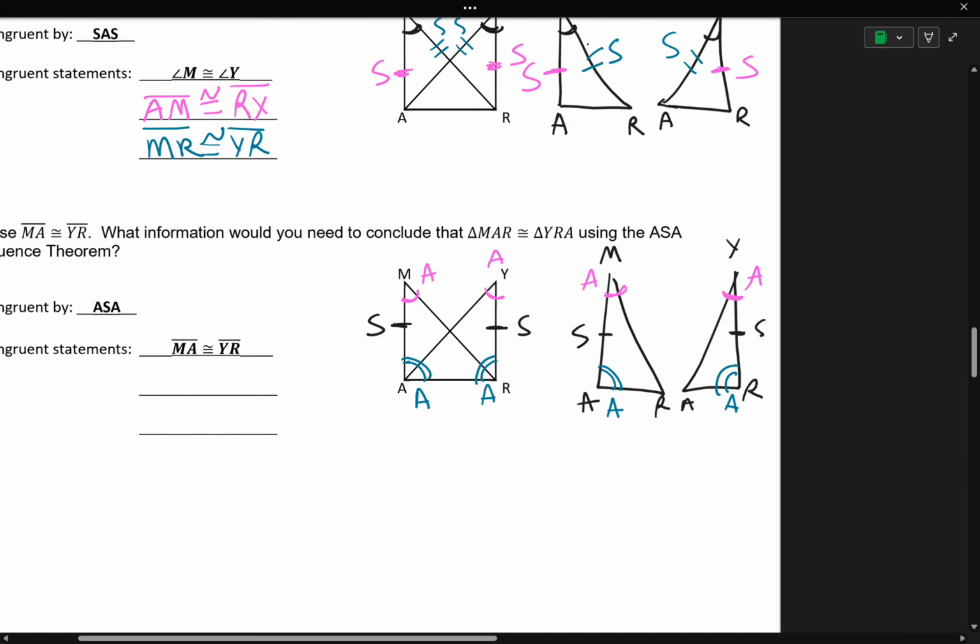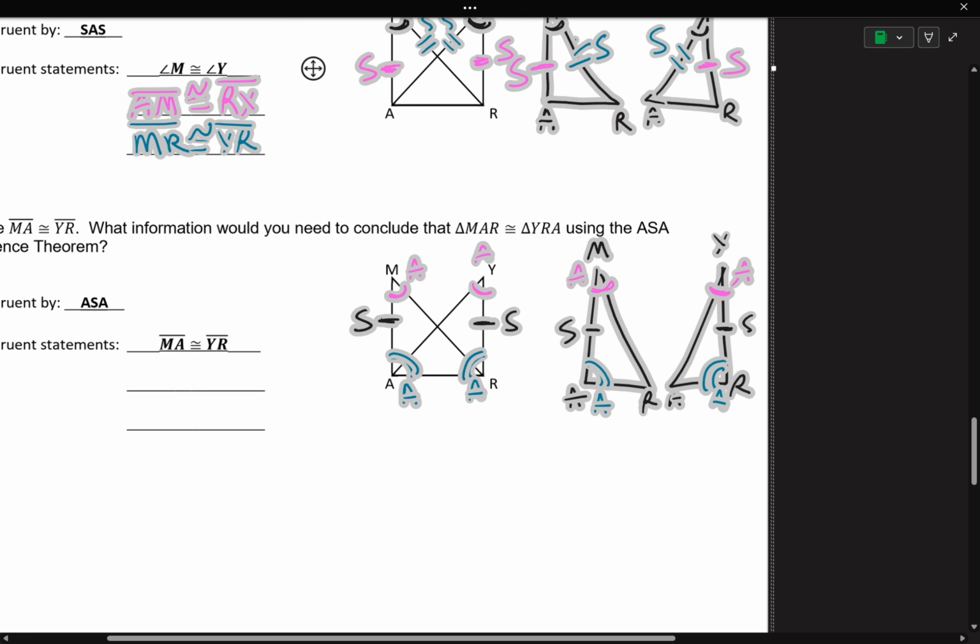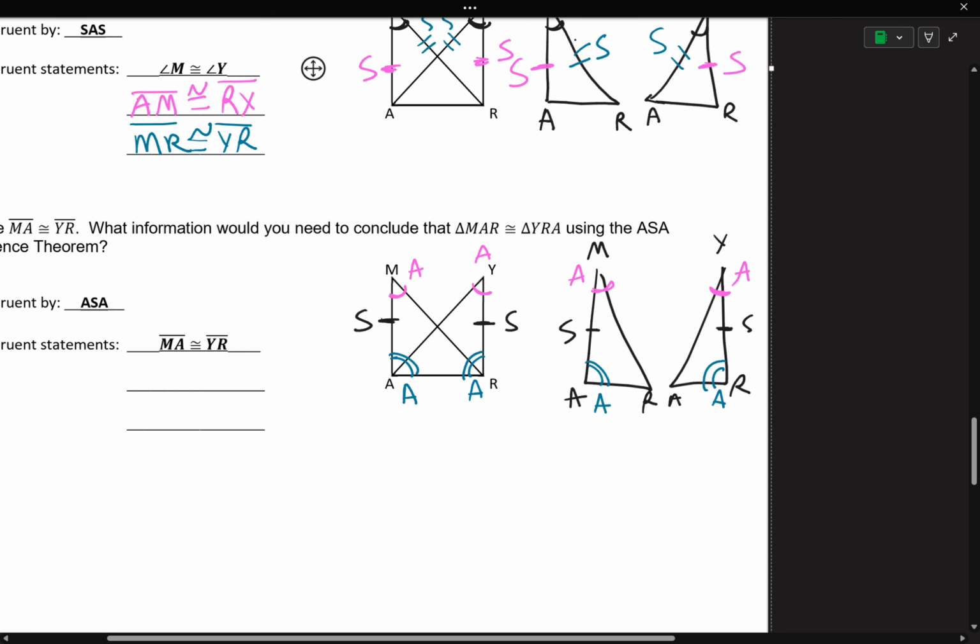So let's write down the congruency statements. The top angle, let's name the one on the left angle AMR, and the one on the right, let's label it RYA. For the angles on the bottom, for the left image, I'm going to go with MAR, and that's congruent to YRA.